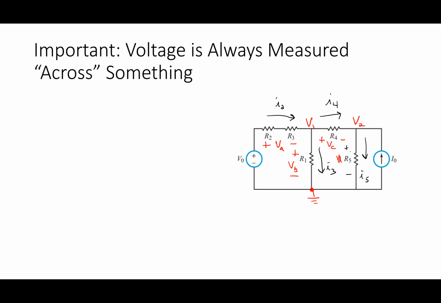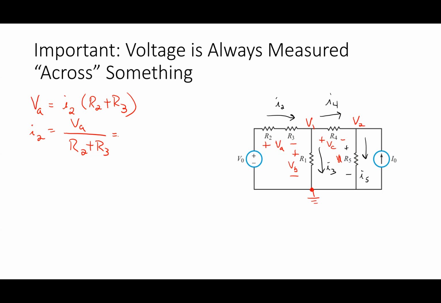So what I do is I also define voltages. Based on the way that I defined these, VA is the voltage across that combination of R2 and R3. So VA I would write as I2 times R2 plus R3. And then I would rearrange this and say I2 is equal to VA divided by R2 plus R3.